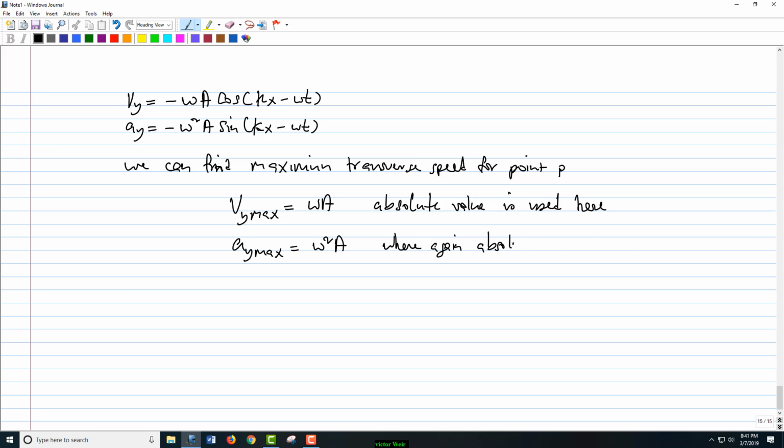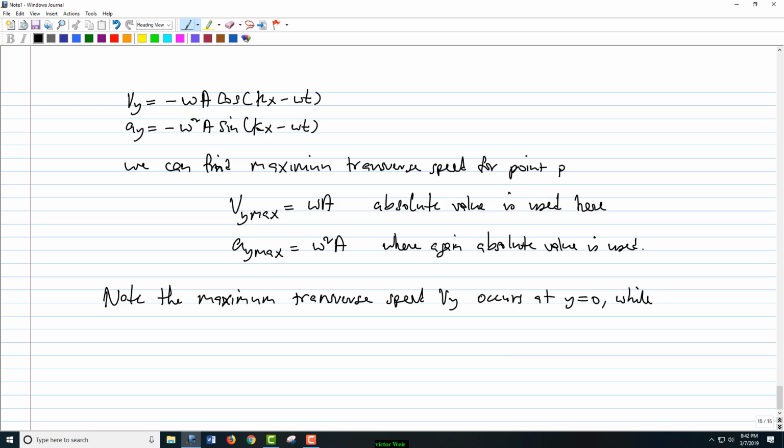And finally, we will note that the maximum transverse speed v_y occurs at y equals 0, while the maximum transverse acceleration a_y occurs, a_y max obviously, when y is equal to plus or minus A. So we shall stop here and continue next time with the speed of waves on a string.